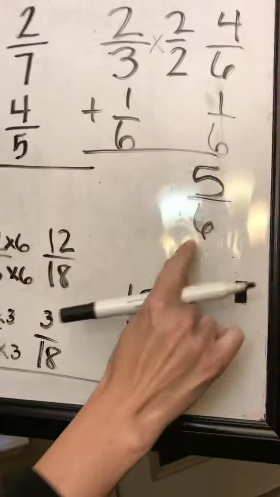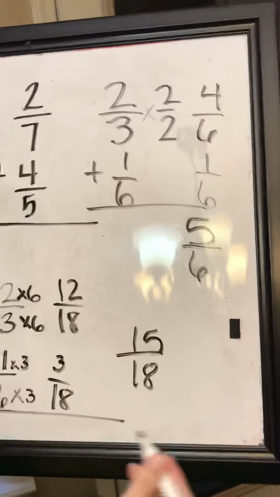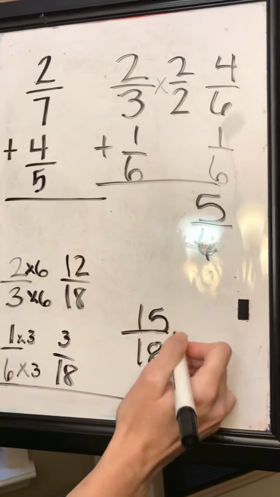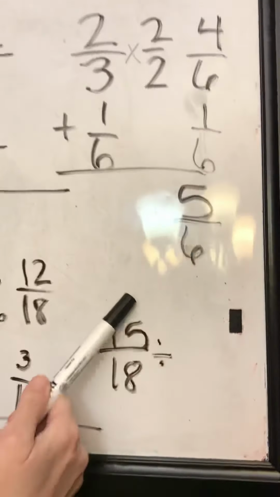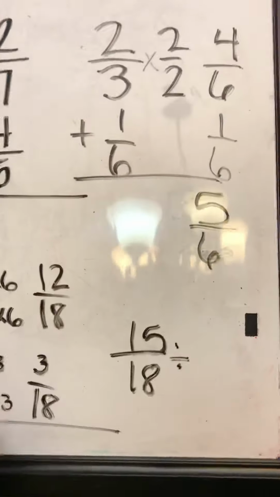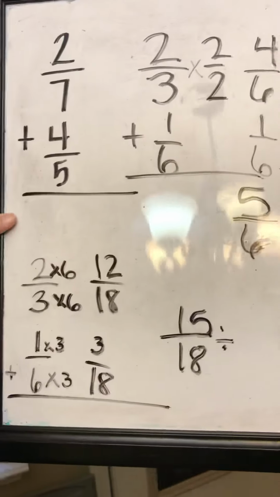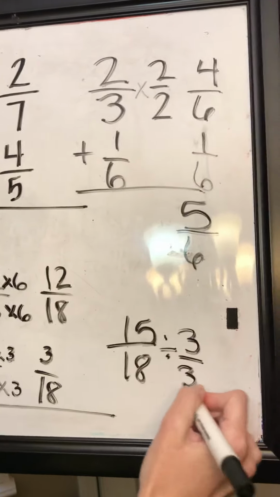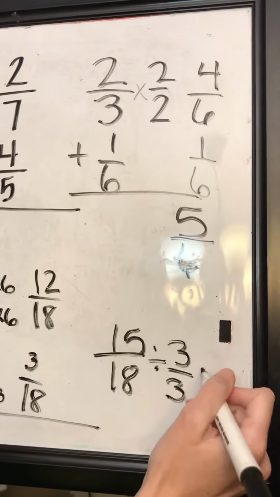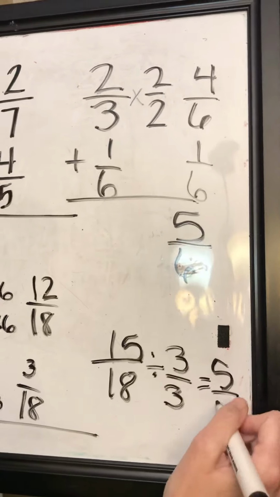So 5/6 and 15/18 are equivalent. So I could divide by a common factor in order to show that these are equivalent. So remember, to find equivalent fractions, we can either multiply or divide by the same number. So if I divided both of these by 3/3, that's like dividing it by 1, then I get 5/6.